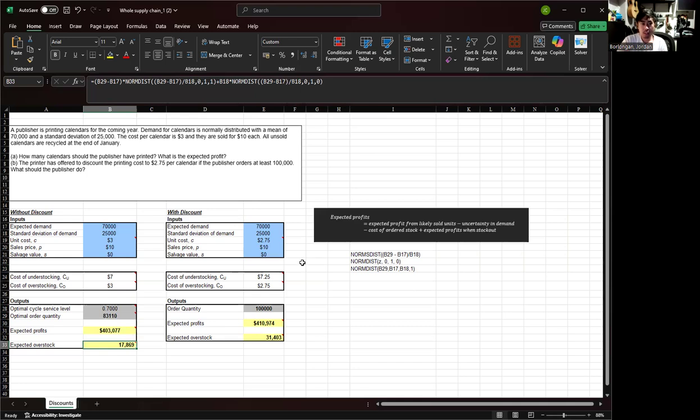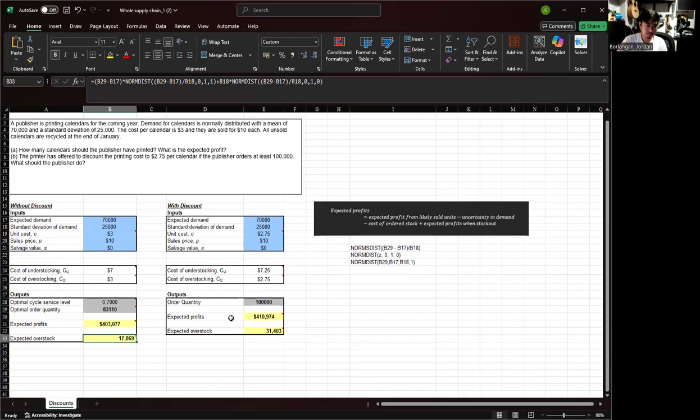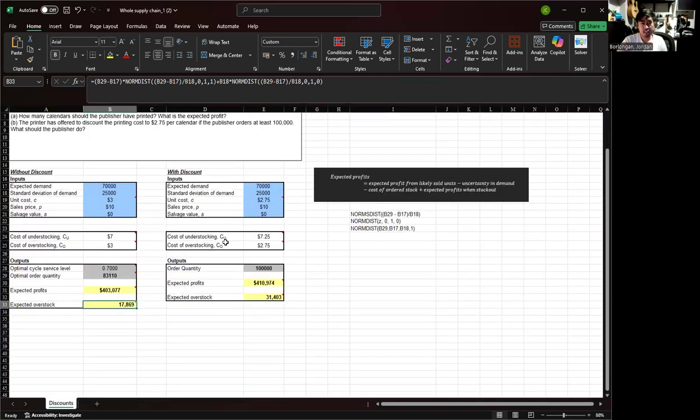So just like before, just compute what is asked through the same formulas. As you can see right here, the expected profits with the discount is slightly higher than the one without discount. It has around a $7,000 to $8,000 difference. So with discount, the business can expect to earn more. However, the overstock jumps really high, from 17,000 to 31,000.